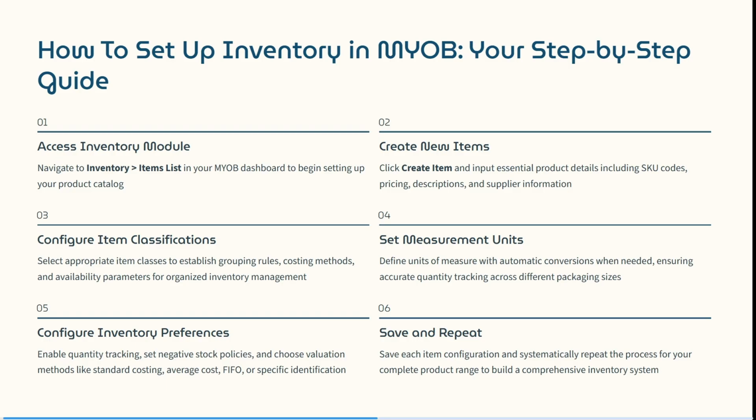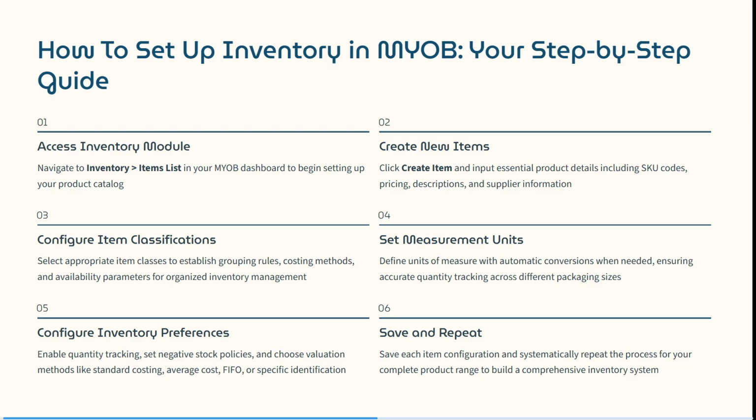You then need to click create item and input the essential product details, including the SKU codes, your pricing, descriptions, and also the supplier information. You then need to select the appropriate item classes to establish grouping rules, costing methods, and availability parameters for organized inventory management. This is an important step. It may seem like a lot of work now, but for the future, it is very helpful.